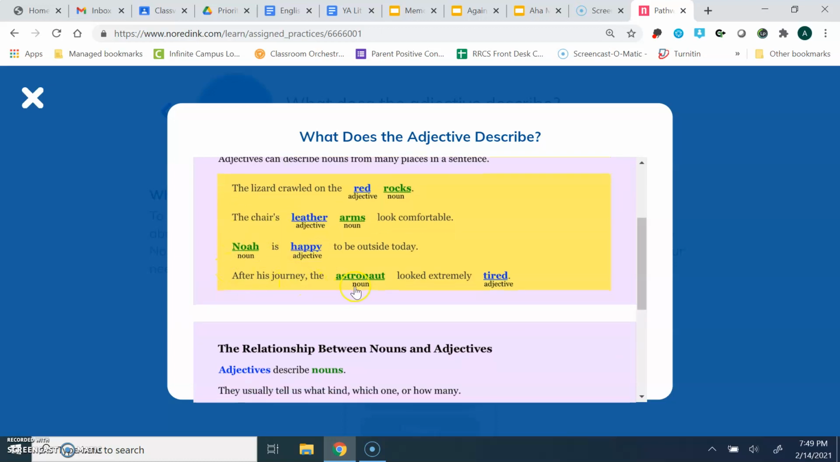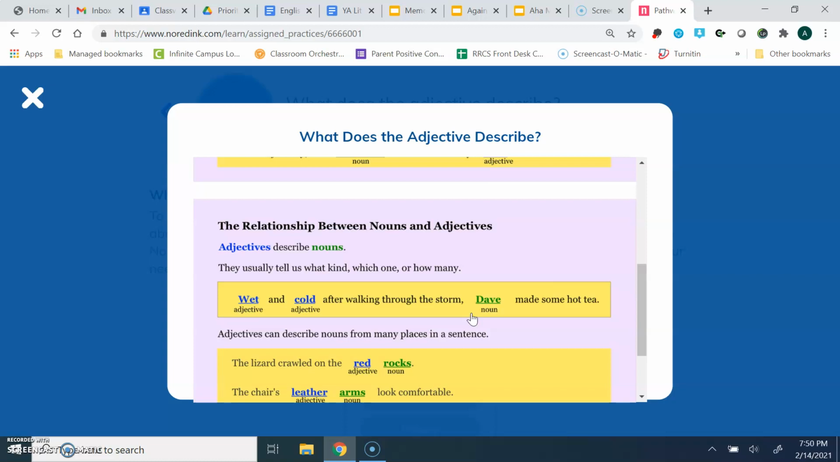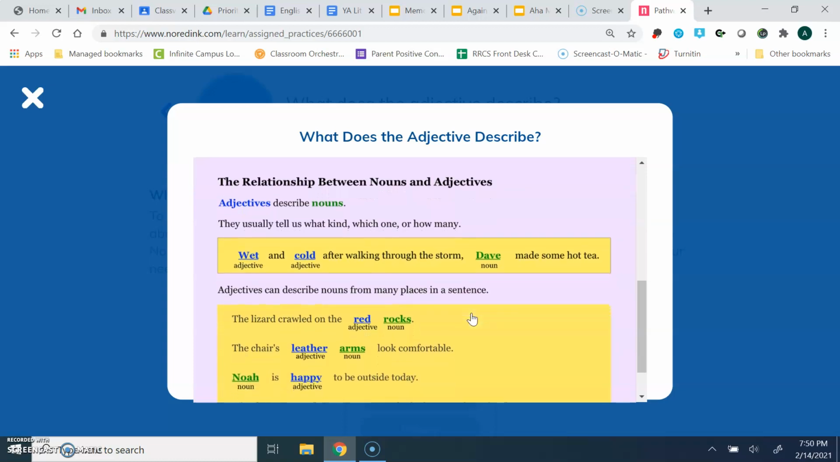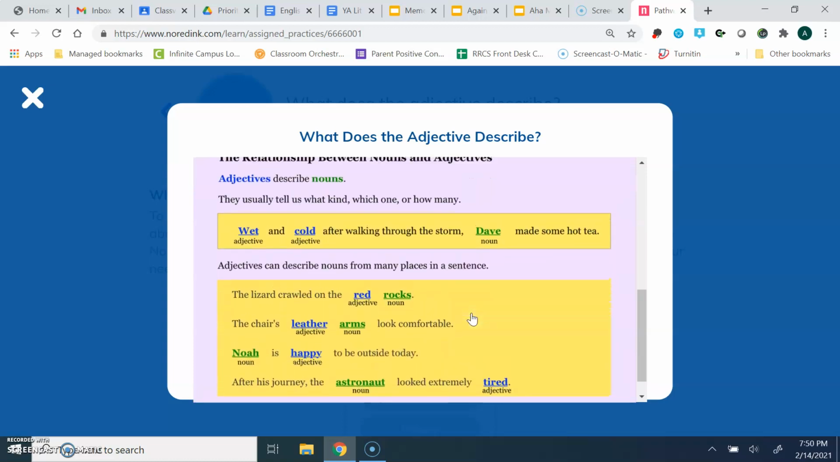All right, after his journey, the astronaut looked extremely tired. Here we have that same thing where we have the noun coming before the adjective, and they're separated by two words. And they could be separated by even more than that. So the astronaut looked tired. Tired is an adjective. What is it describing? It's describing the astronaut. All right. They usually tell us what kind, which one, or how many.